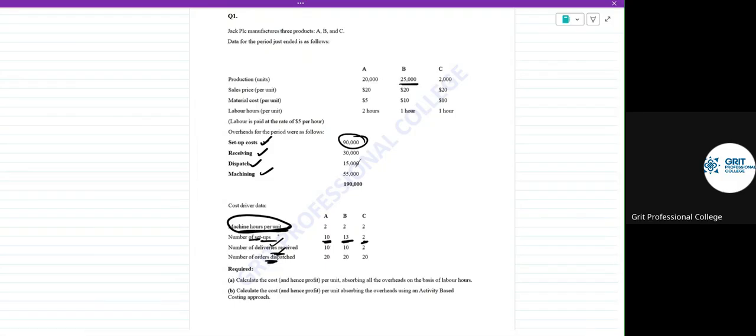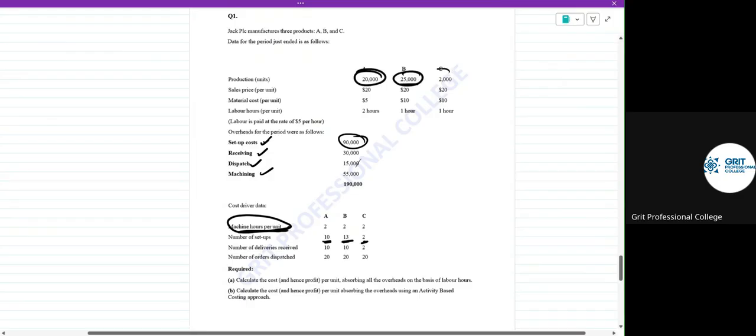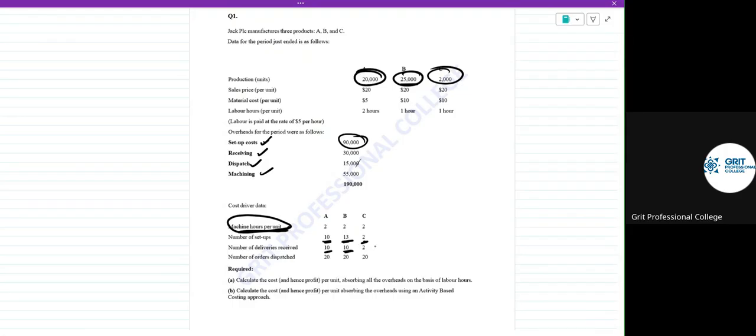When we come to the deliveries received, this will relate to materials that we have bought. So the number of deliveries of the raw materials we will need to receive to be able to produce all of this respectively is what you have here. So 10 deliveries to be received for A, 10 deliveries to be received for B, and only 2 deliveries to be received for C, basically because we are producing less of C. So 2 deliveries of materials will be enough.